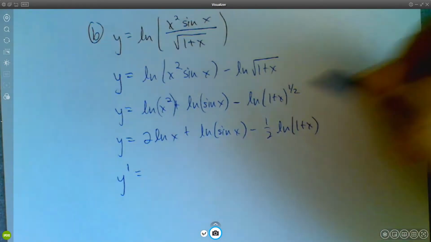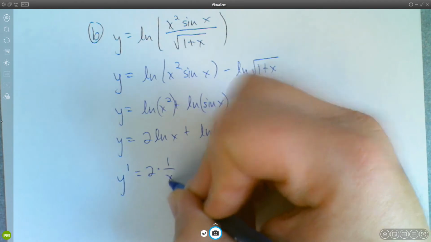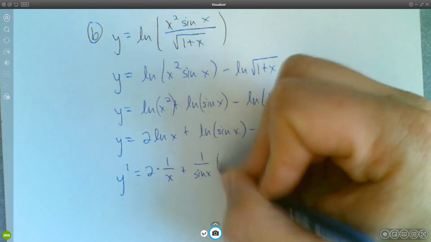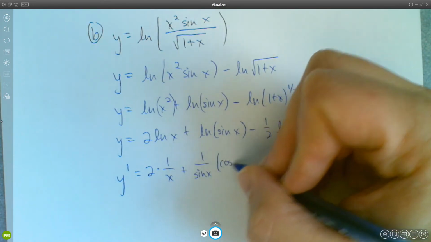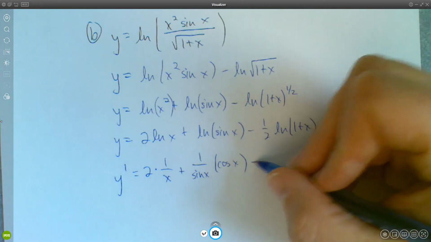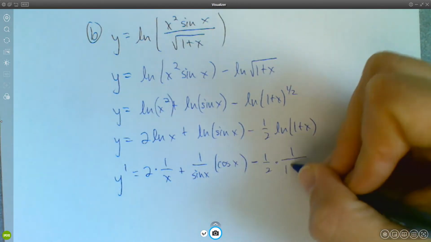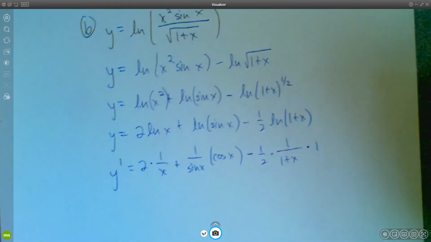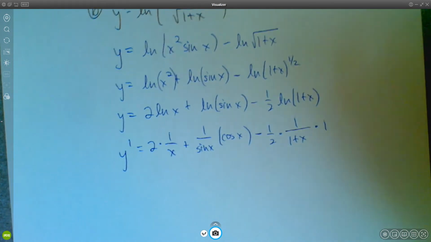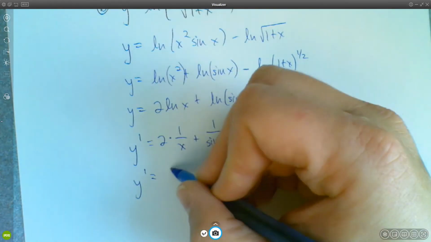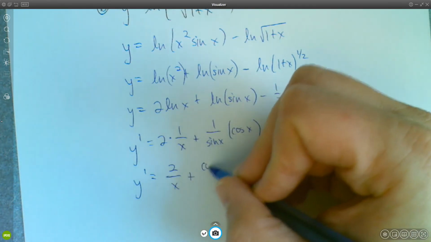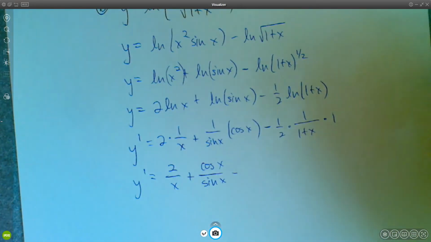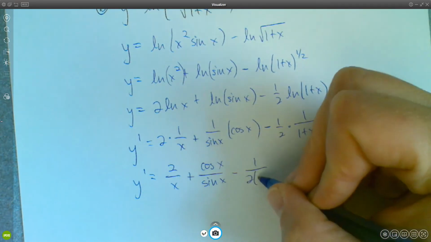So y prime is going to be 2 times 1 over x plus 1 over sine x times the derivative of sine x, which is cosine x, minus 1/2 times 1 over 1 plus x times the derivative of this inner function, which in this case is just 1, so it doesn't change anything. We can clean this up a little bit. This is 2 over x plus cosine x over sine x minus 1 over 2 times 1 plus x.